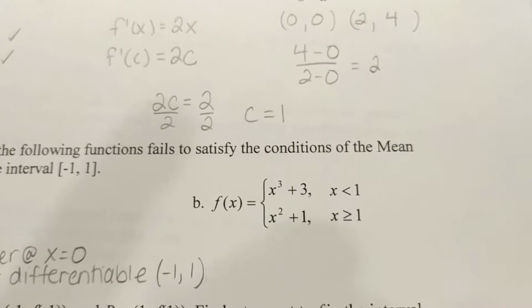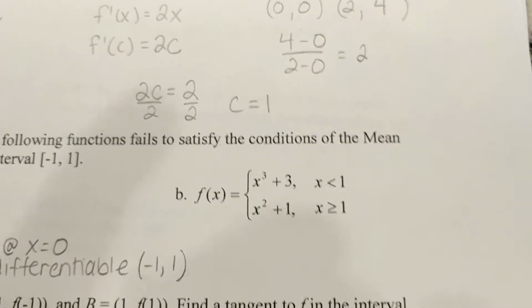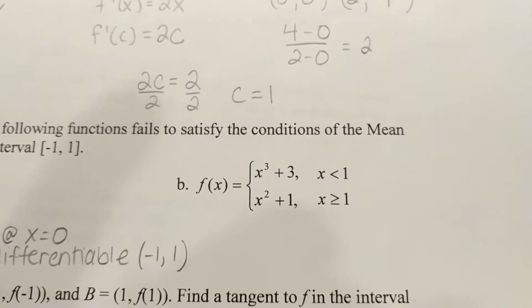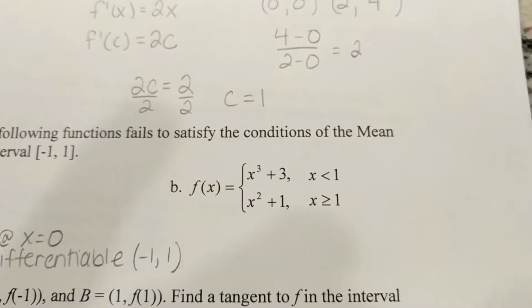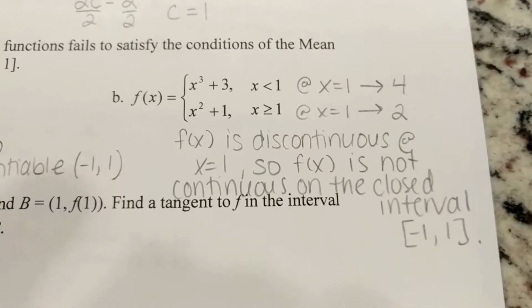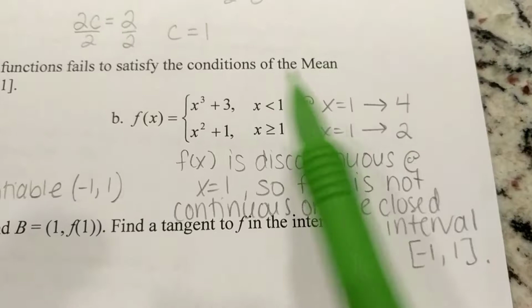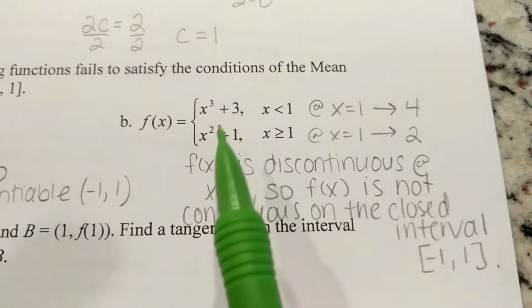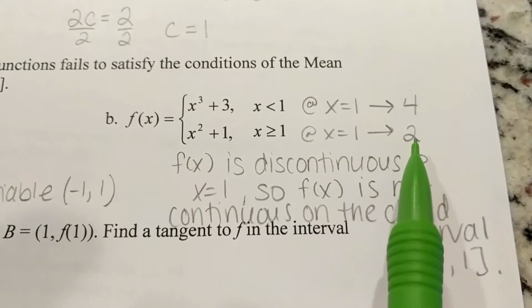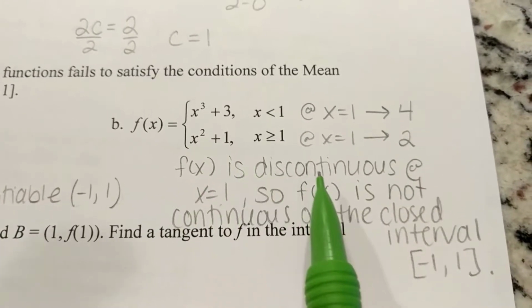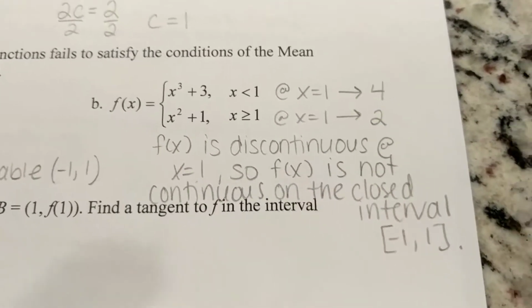All right, now I want you to investigate this one. I'm telling you mean value theorem does not work. You need to tell me why. So when I look at this one, if I plug in 1 up here, I get 4, and when I plug in 1 down here, I get 2. So that means that this function's not continuous at x equals 1.